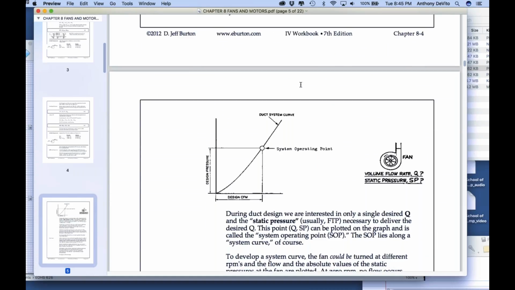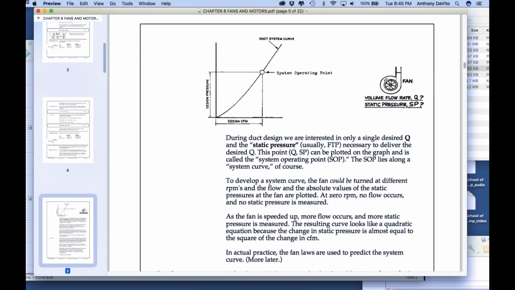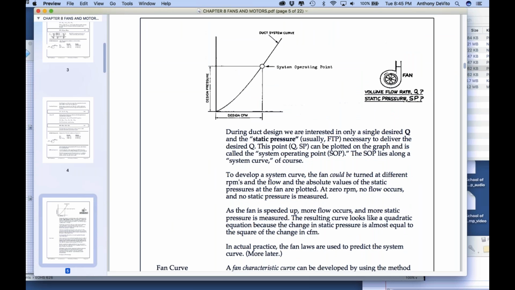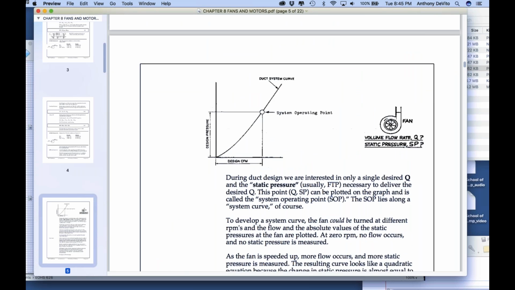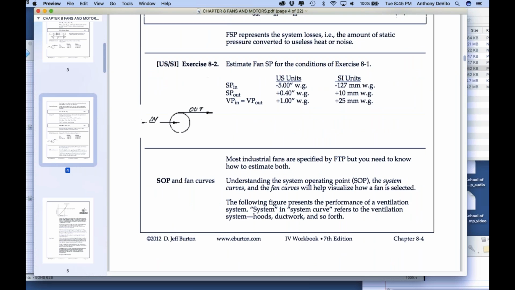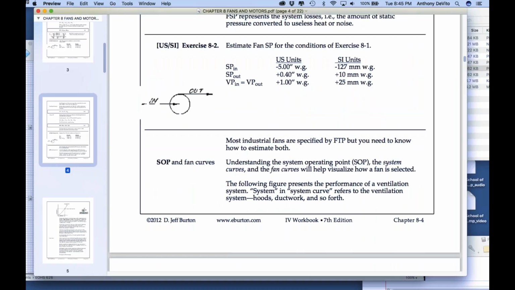Okay, so let's see what I got here. There should be another example here. Yeah, E2, did I skip it? Estimate the fan static pressure, FSP, for the same conditions we had before. Well, the only difference is that it's going to be the static pressure out minus the static pressure in, which is 0.4 plus 5, minus 1. So now it's going to be 4.4. That's the fan static pressure.